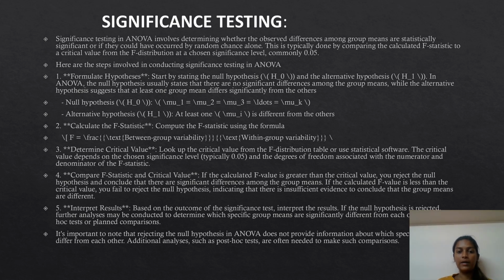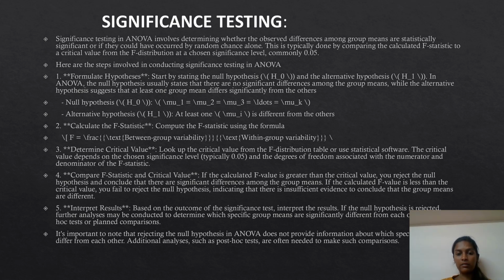Significance testing in ANOVA. Significance testing in ANOVA involves determining whether the observed differences among the group means are statistically significant or have occurred by random chance alone. This is typically done by comparing the calculated F statistic to the critical value from the F distribution at a chosen significance level, commonly 0.05, which is a 95% confidence level.